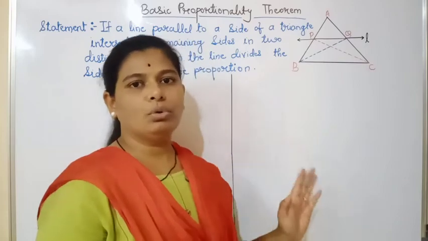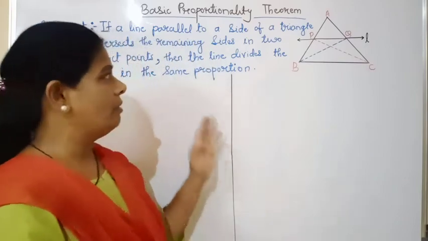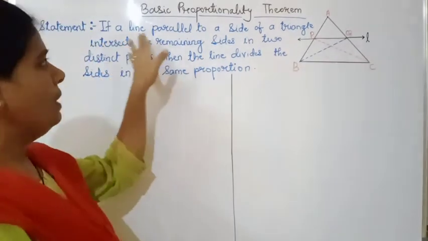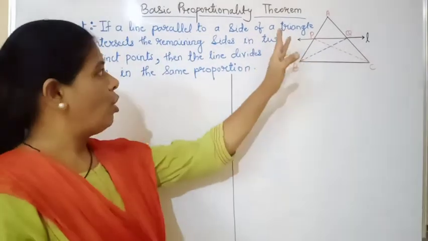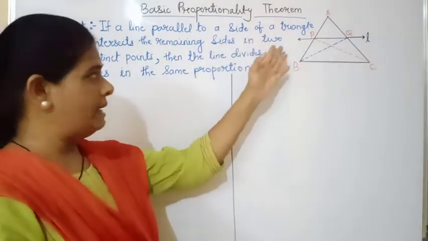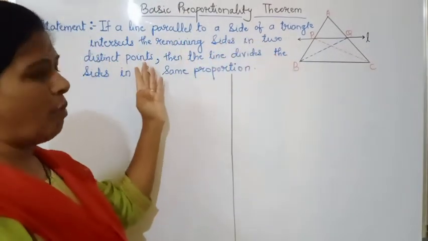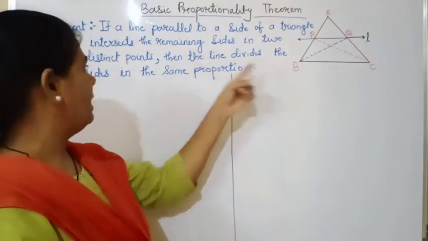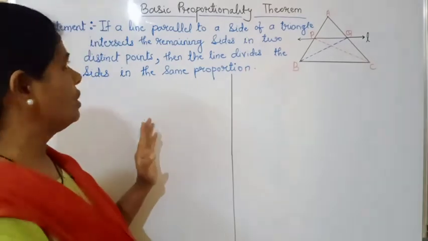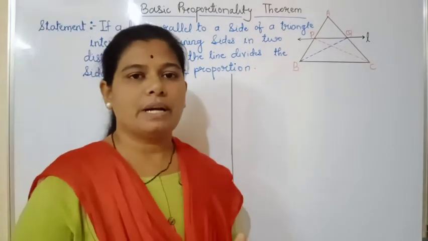Now we'll go through the statement which I have written on the board. The statement is: if a line parallel to a side of a triangle intersects the remaining sides in two distinct points, then the line divides the sides in the same proportion. First of all, we will try to understand the statement.